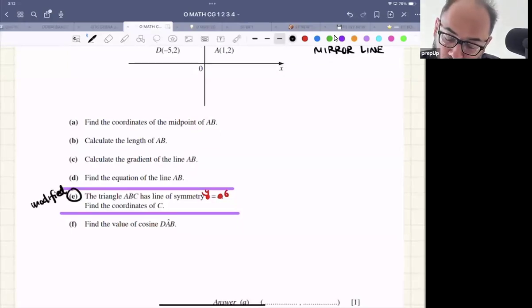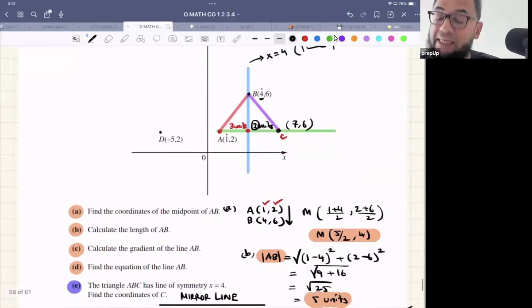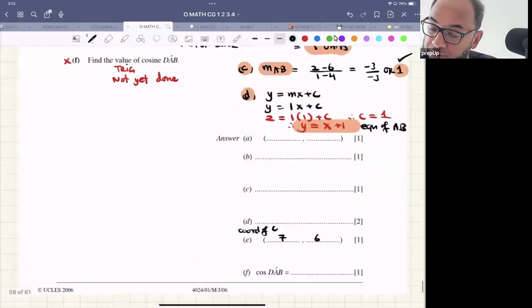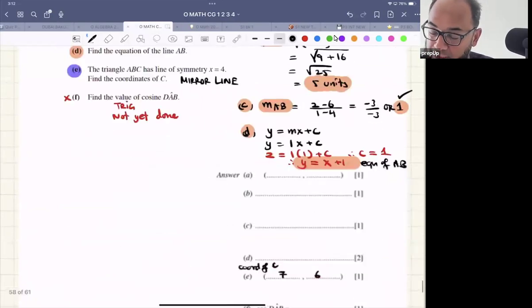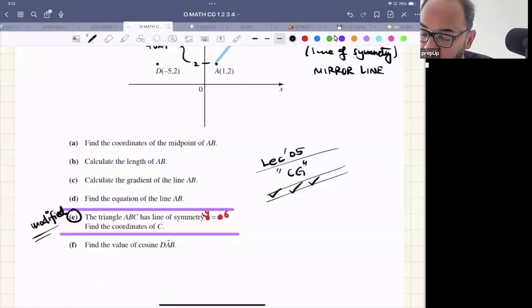So that is how I have done this thing modified. And now I have given you both the options. That is the line of symmetry as a line parallel to x-axis, line of symmetry as a line parallel to y-axis. That's how these 2 questions are done. So therefore, lecture number 5 of coordinate geometry is done and dusted. And that completes the whole concept of coordinate geometry along with past papers. Stay tuned for more content.